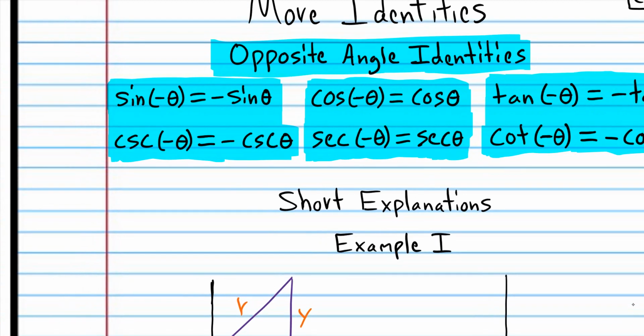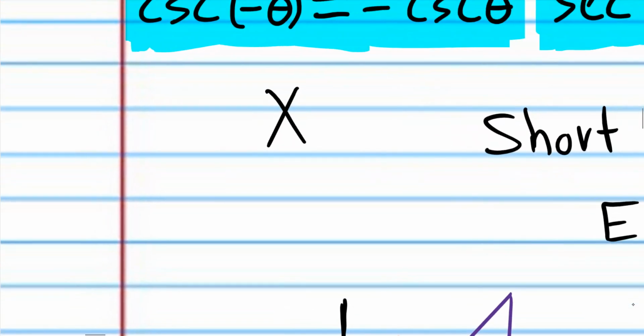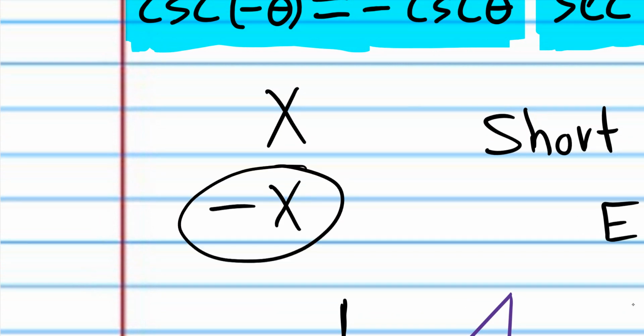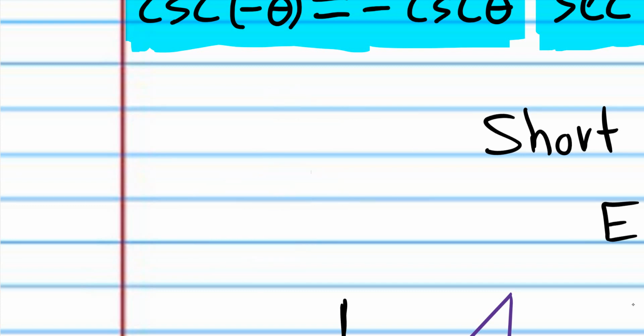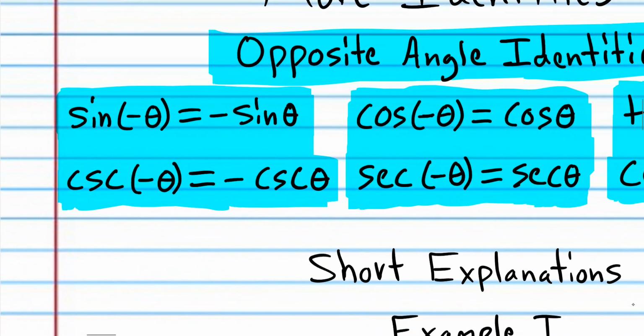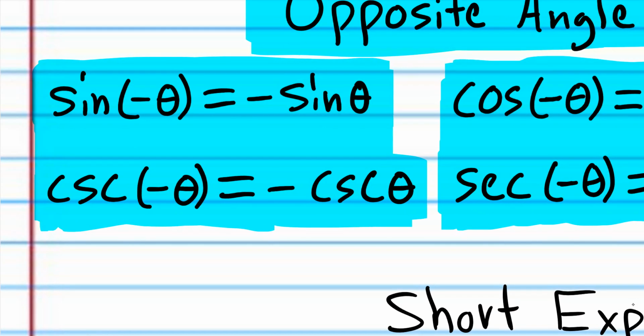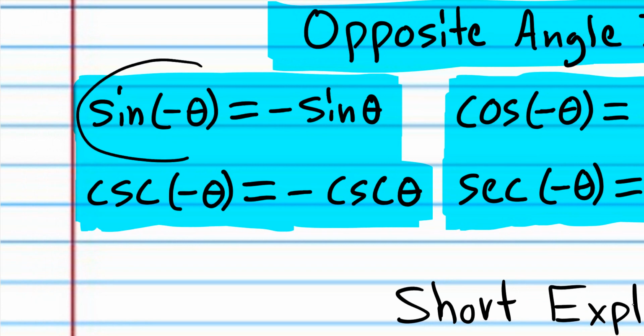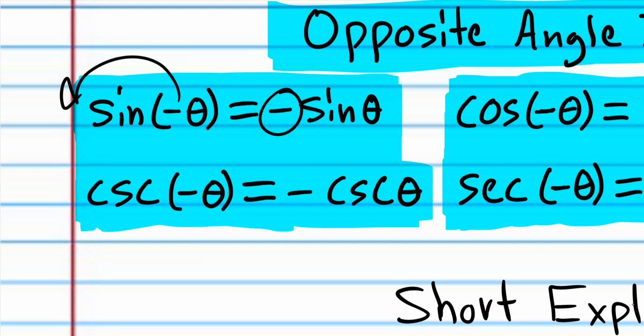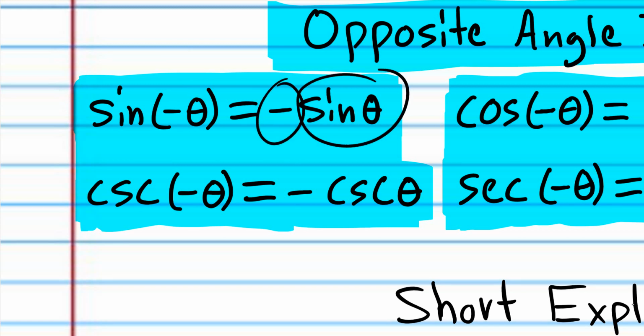If you have some number x, then the opposite of x is negative x. And if you have some number negative x, the opposite of negative x is x. So it just means that you're going to change the sign. So what this means is that if you have the sine of negative theta, then the negative can just come out and go right in front of the trigonometric function, meaning we have the function multiplied by -1.